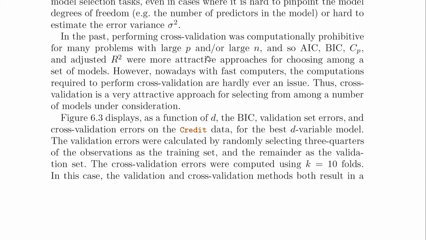In the past, performing cross-validation was computationally prohibitive for many problems with large P and or a large N. So traditionally, perhaps the AIC, BIC, CP, and adjusted R squared were more attractive approaches for choosing among a set of models. Of course, these days, computational power has come a long way. Nowadays, with fast computers, the computations required to perform cross-validation are hardly ever an issue. Thus, cross-validation is a very attractive approach for selecting from among a number of models under consideration.